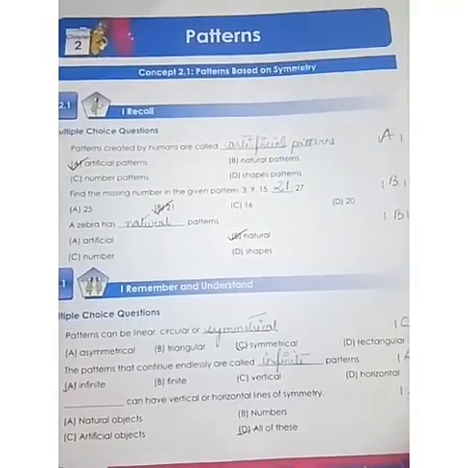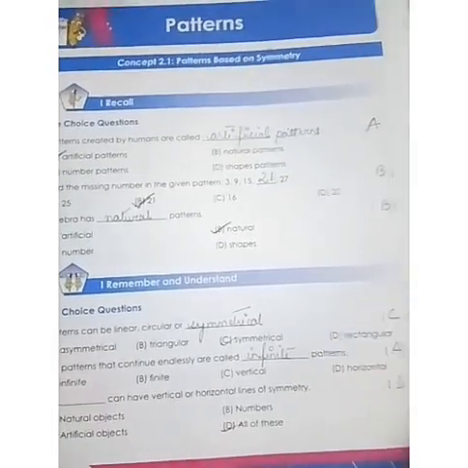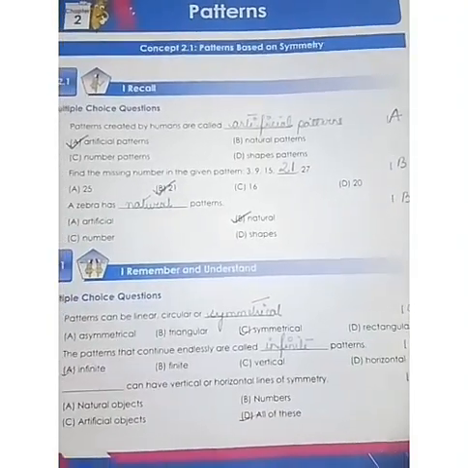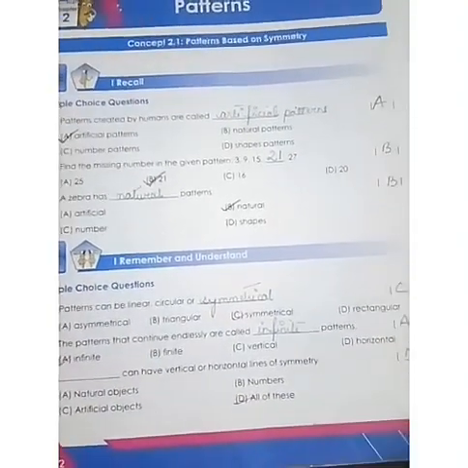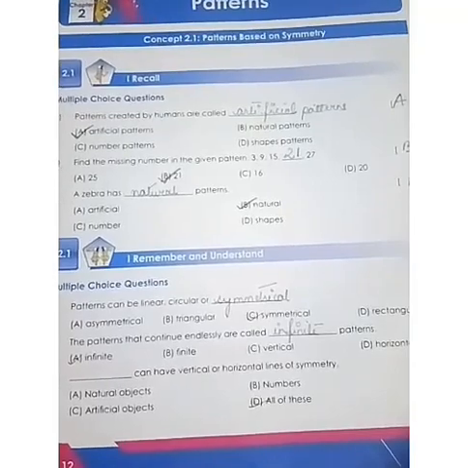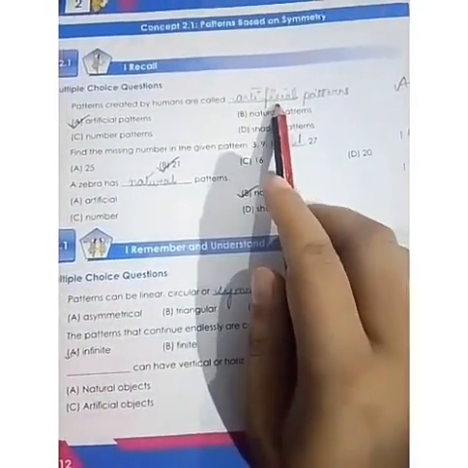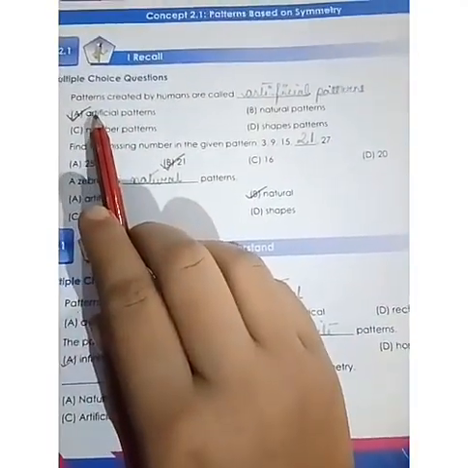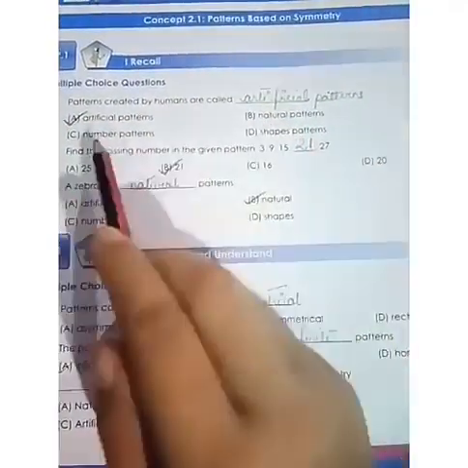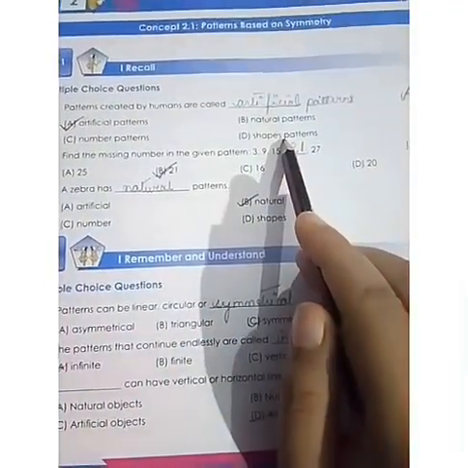All right, so these are the various topics we have learned, and let us discuss some of the questions in the workbook. Children, this is the workbook for the second chapter, that is patterns. Let us discuss the questions here. The first question is, patterns created by humans are called dash. The four options given are artificial patterns, natural patterns, number patterns, and shapes pattern.